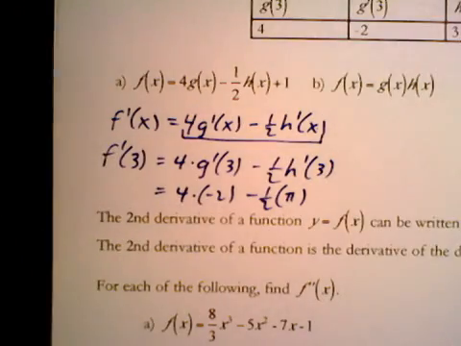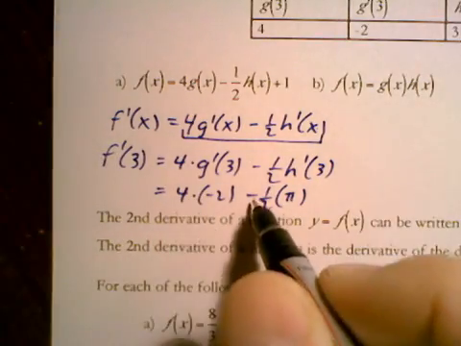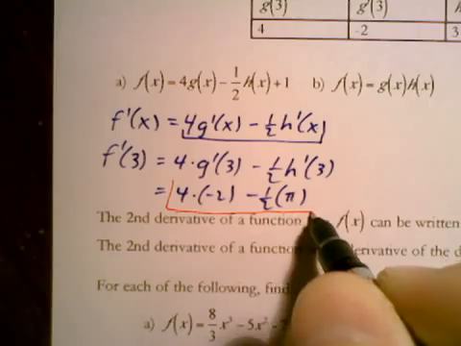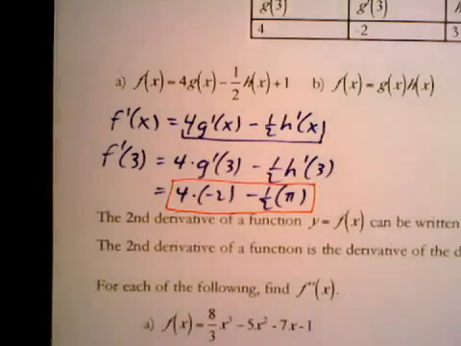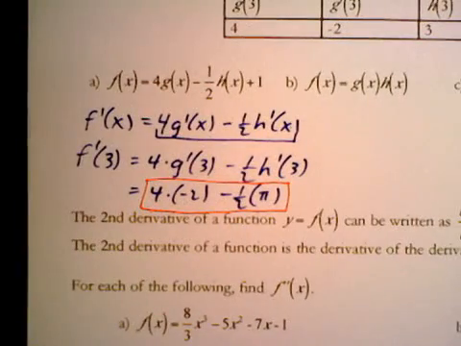And I'll let you simplify that, but that's it. -8 minus pi over 2. Okay, I'm going to leave it like that because I don't have any more room.